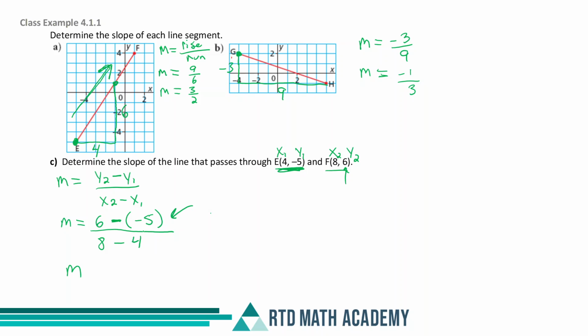Now, this one here, 6 minus negative 5. If you remember that if you go minus a negative, that's actually the same as adding. I always remember this because it almost looks like an addition sign when it's in brackets like this, because it can almost turn into one. I don't know, maybe you can see it, maybe you can't. But either way, 6 plus 5 is 11. And then 8 minus 4 is 4. So we have a slope of 11 over 4.